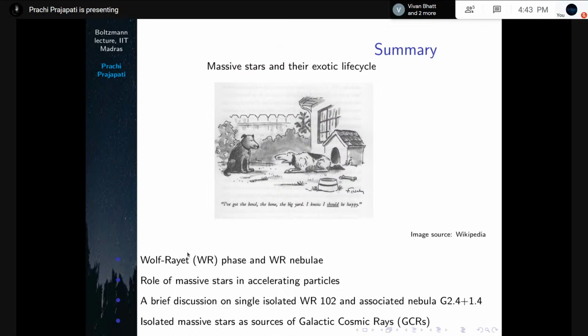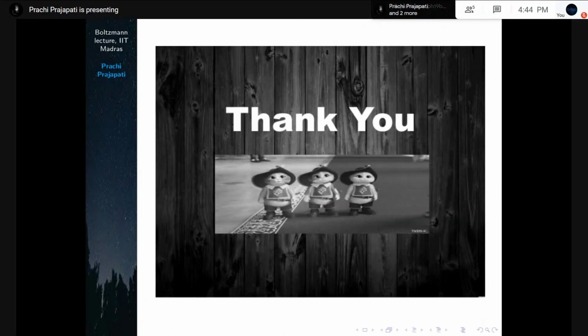After that we discussed the Wolf-Rayet phase during the life cycle of massive stars and the Wolf-Rayet nebulae present around massive stars. Then we discussed the role of massive stars in accelerating particles, and the very specific case of the isolated single star WR 102, and how this can lead to the production of galactic cosmic rays, as discussed from the modeling. I end it here, and that's all from my side.